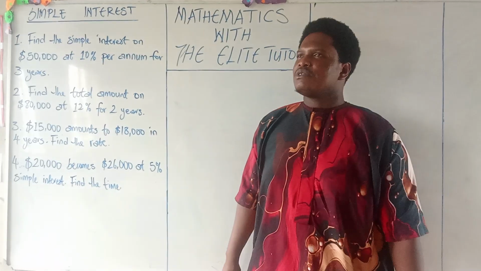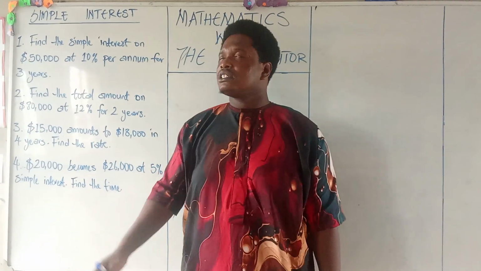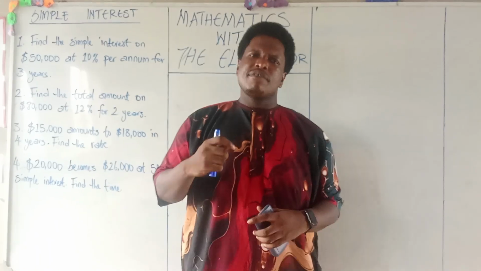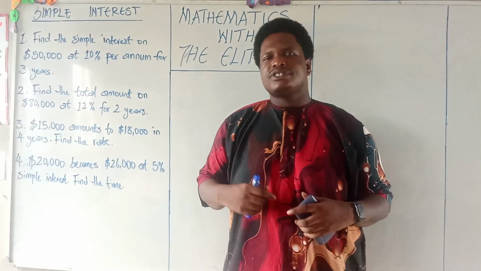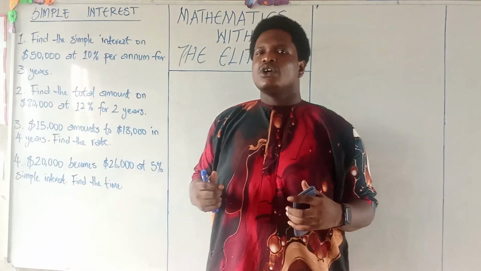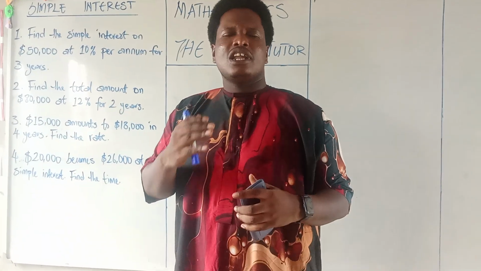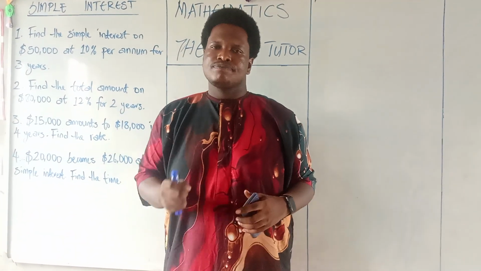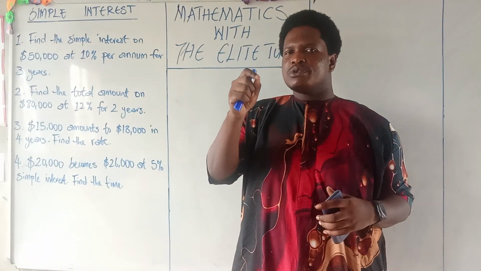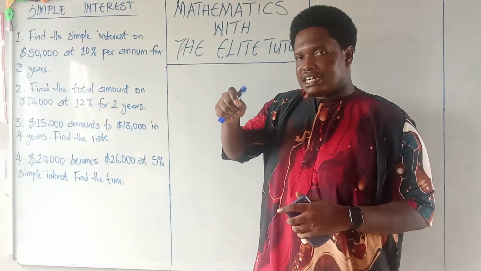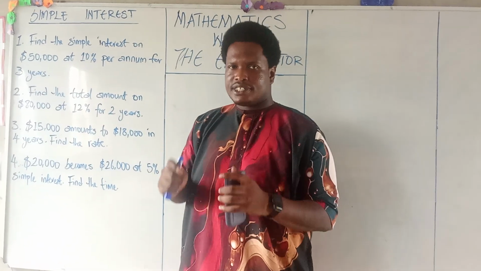And in today's video, we are going to be looking at an amazing concept, the concept of simple interest. Have you ever wondered why when you save $20,000, in a few months' time, a few years' time, the $20,000 becomes $26,000? The secret is simple interest. I want you to watch this video to the end and be able to understand how to solve simple interest.